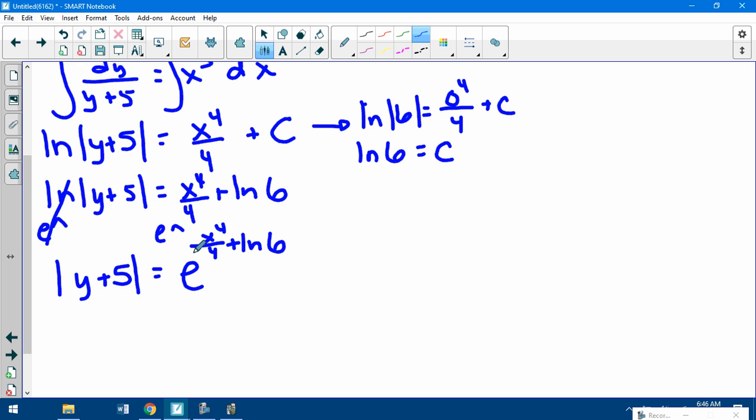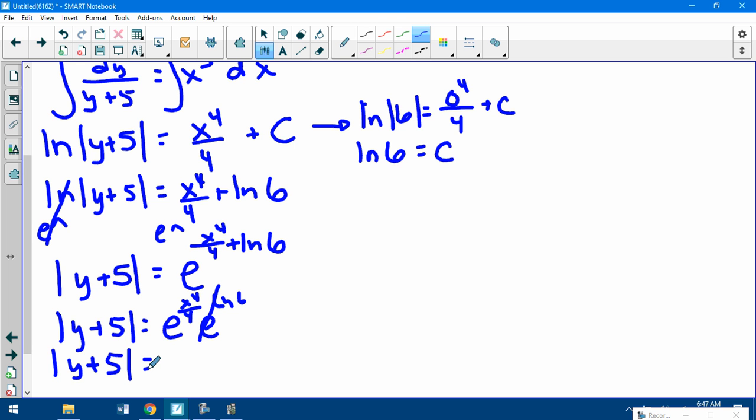You can leave it like that, but it's kind of ugly. This is the same as absolute value of y plus 5 equals, do you believe that, e to the x to the fourth over 4 times e to the ln of 6? Two terms multiplied with the same base, e. So when I'm multiplying with the same base, I keep the base and add the exponents. I just switched it like that, because then this goes away, and I have absolute value of y plus 5 equals, that's just 6, e to the x to the fourth over 4.